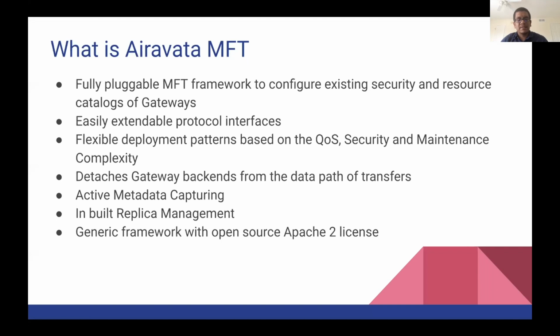The other aspect is that sometimes it is a concern when the data flows through your gateway backends. If you use an MFT platform like this, there are ways you can isolate the data paths and the control paths from the gateway backends. In addition, it has active metadata capturing of the transfers, the files that have been transferred, and it does replica management as well. And more importantly, IRAT MFT is an open source framework under the Apache 2 license, and it's currently managed under the Apache Software Foundation. So anyone can contribute, watch the code, and see what's going on.